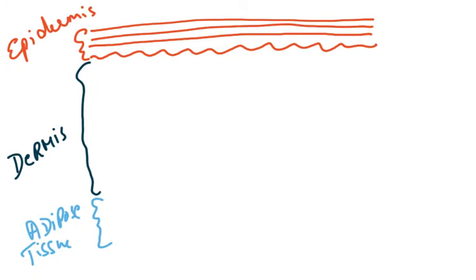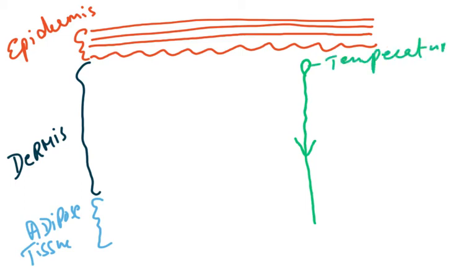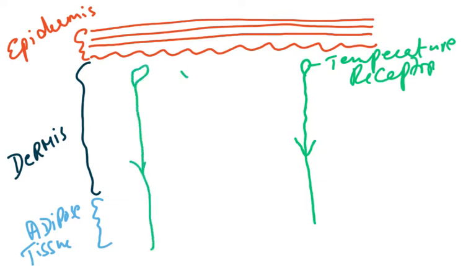Now if you look at this detail that I'm drawing here, you have receptors. Receptor means something which receives. And I look at the arrows going away. So this could be a temperature receptor. So you have temperature receptors, you have pain receptors, you have pressure receptors.